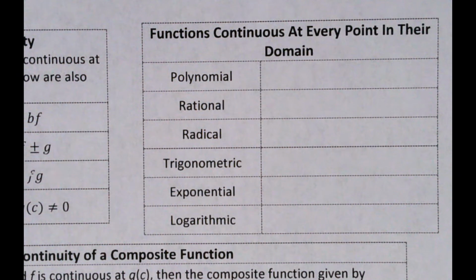Page 55. Okay, I'm looking at the right hand side first. Well, I guess we're going to do the left hand side.